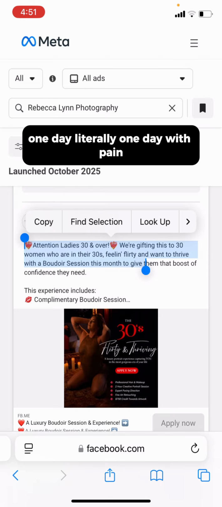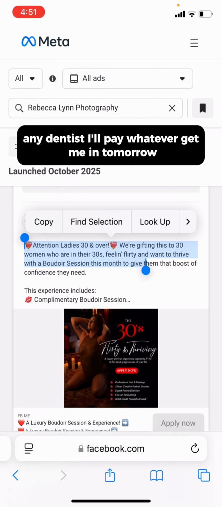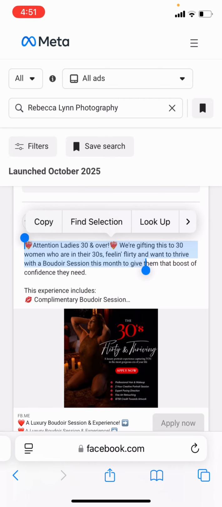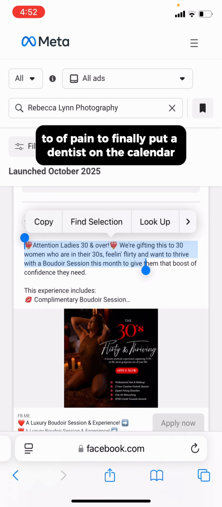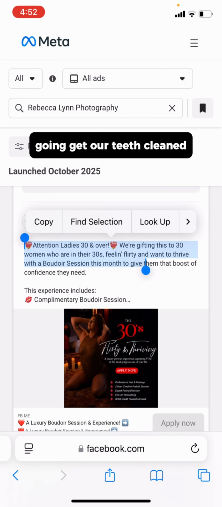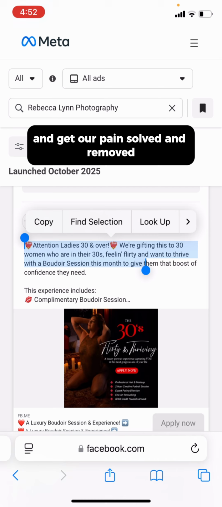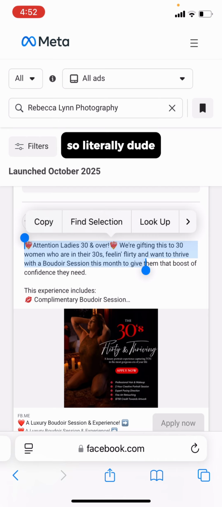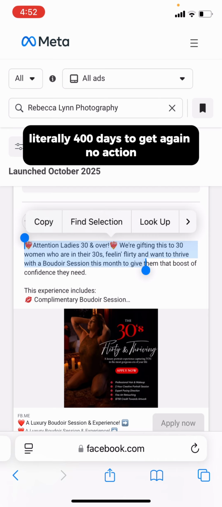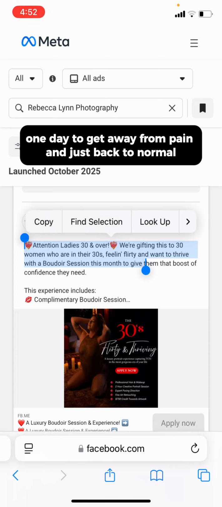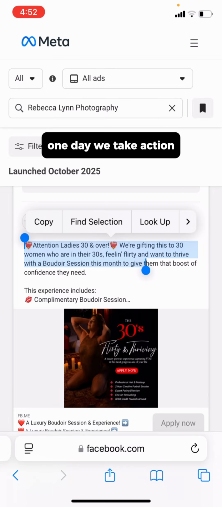But one day, literally one day with pain, we take massive action, get a dentist, any dentist, I'll pay whatever, get me in tomorrow. Literally one day of pain to finally put a dentist on the calendar, to get our teeth cleaned and get our pain solved and removed. So literally, 400 days to get a gain, no action. One day to get away from pain and just back to normal, get me back to my normal no pain state. One day we take action.